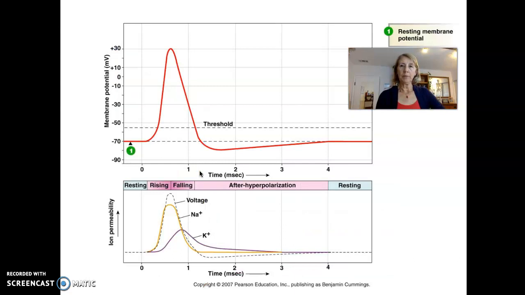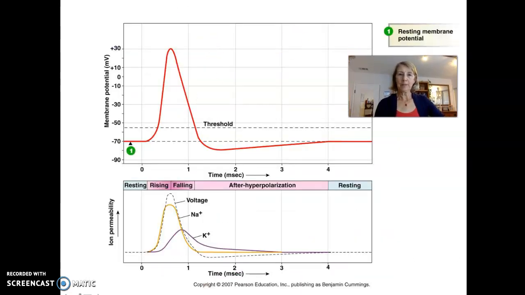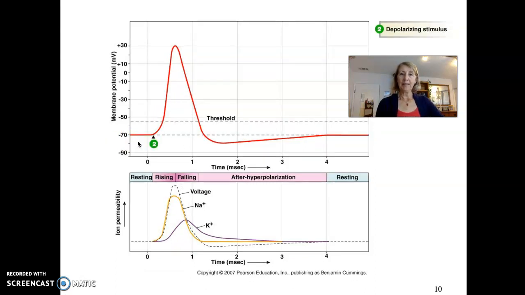Here we go. Number 1, the resting membrane potential, minus 70. Why? Because the cell is full of negative proteins inside the cell. So number 1, nothing's happening. Number 2, there's a depolarizing stimulus. What could that be? It could be someone slapping me. It could be light in my eye. It could be me hearing something. It could be tasting something. It's some sort of stimulus coming in.